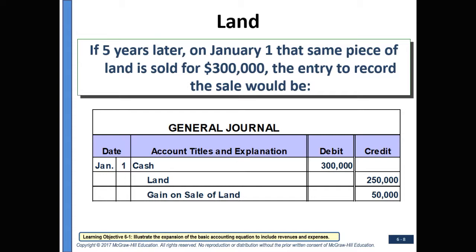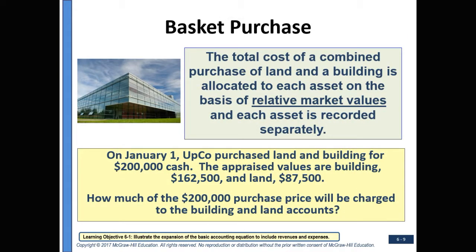Now, many times when you purchase real estate, it comes with a combination of a land and a building. For accounting purposes, we have to actually separate that combined price. The total cost of the basket purchase is a combined purchase of both the land and the building and whatever else may be on that land. What we do is we allocate to each asset the appropriate percentage on the basis of the relative market values, and each asset is then recorded separately.